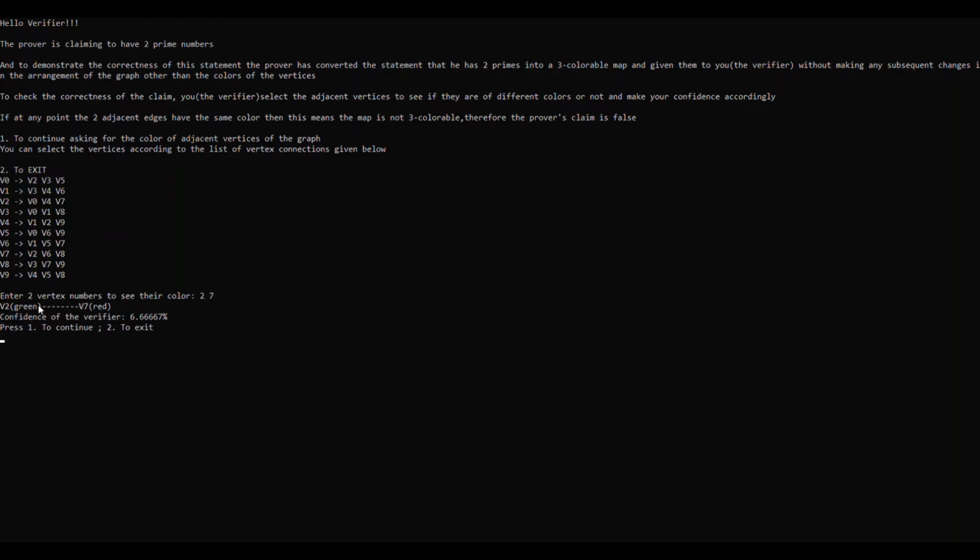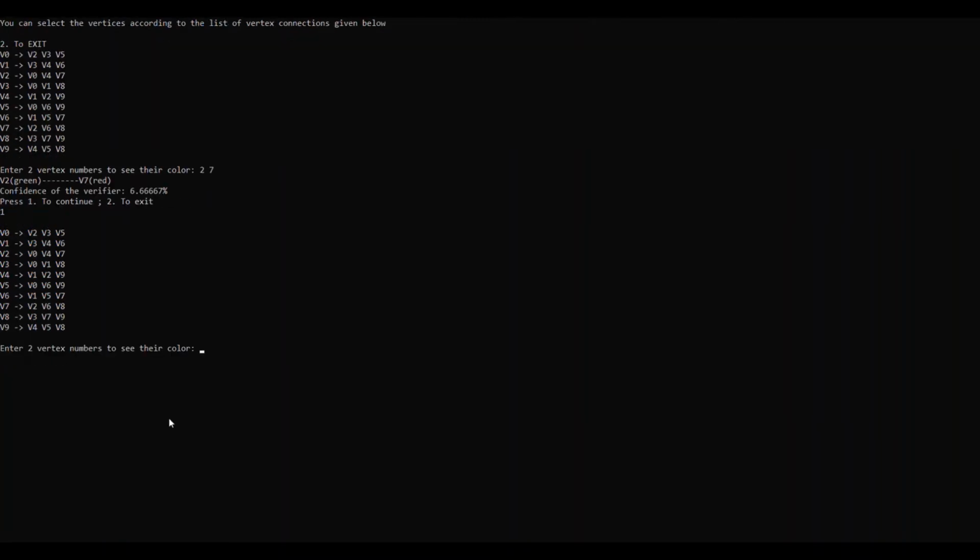And since these two vertices are of different color, it increases the confidence of the verifier that the graph is a three colorable graph. Because if the graph is not three colorable, then in some step or in some iteration, the two vertices might come with the same color. Again, these two vertices are of different color and thus increasing the confidence of the verifier further.